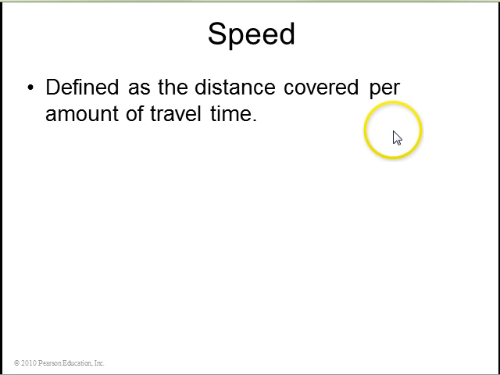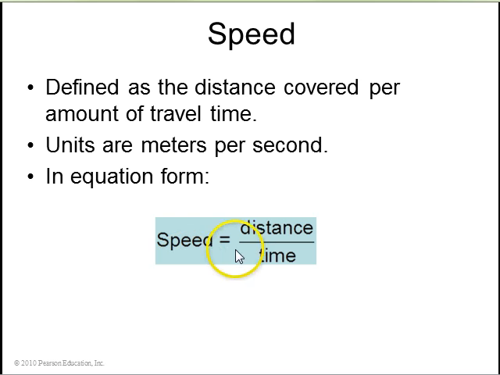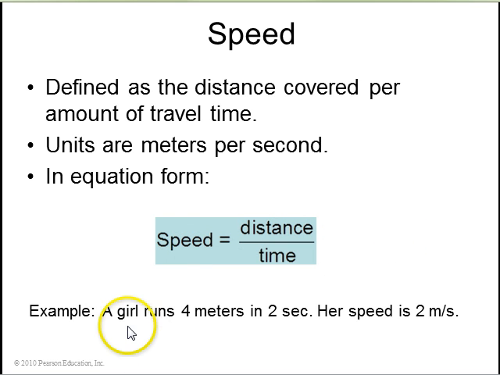So speed is defined as the distance covered per the amount of travel time. The units in SI units are meters per second. The equation here is speed is distance divided by time. Example, if a girl runs 4 meters in 2 seconds, her speed is 2 meters per second. 4 divided by 2 is 2.